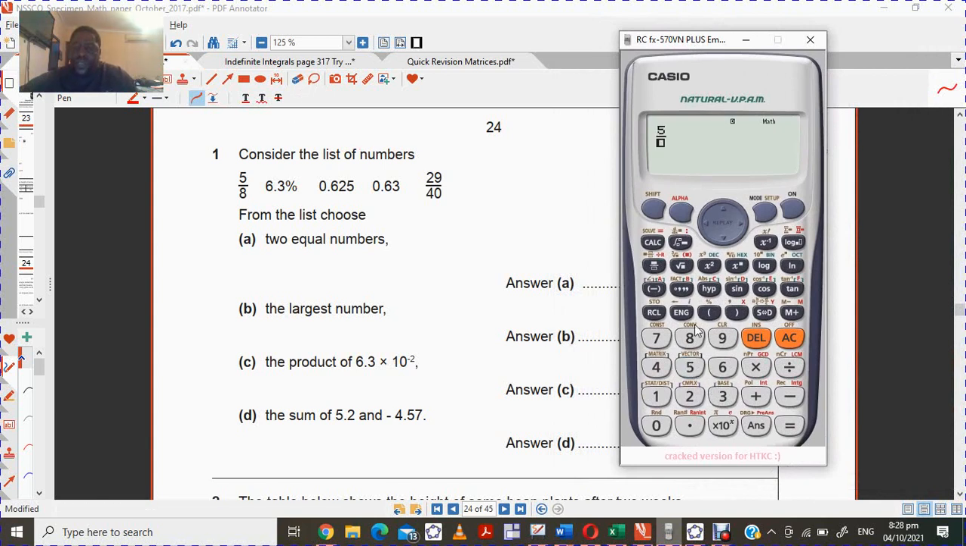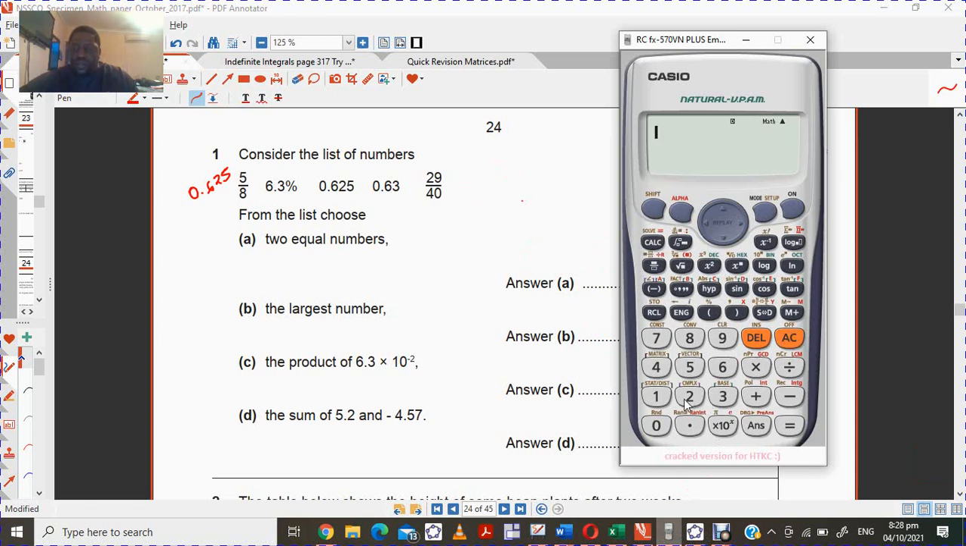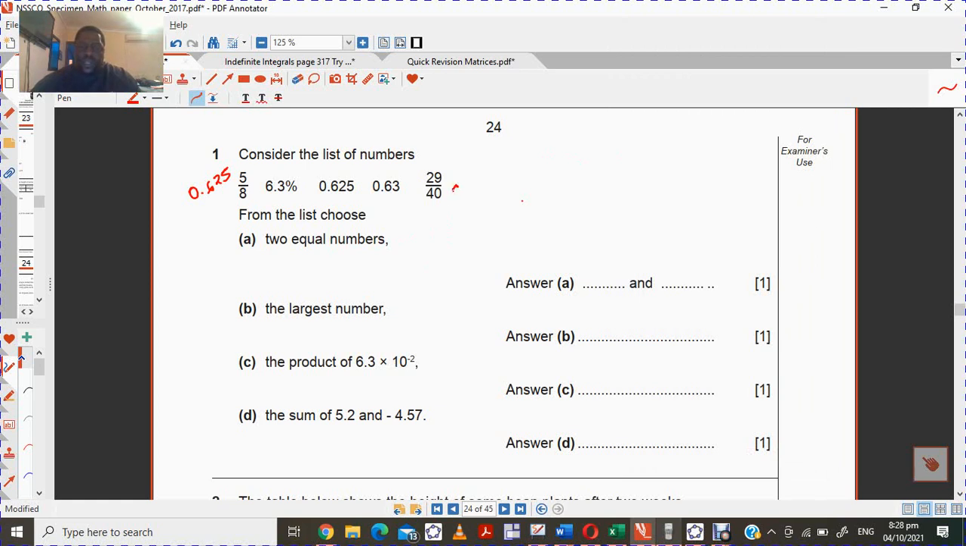I would suggest that you change something like this to a decimal. So this is 0.625. The other suggestion would be for you to change 29 over 40 also to a decimal, which is 0.725. From there, you must choose from the list two equal numbers. Well, we have seen 5 over 8 is equal to 0.625, so it doesn't matter in which order you write them.